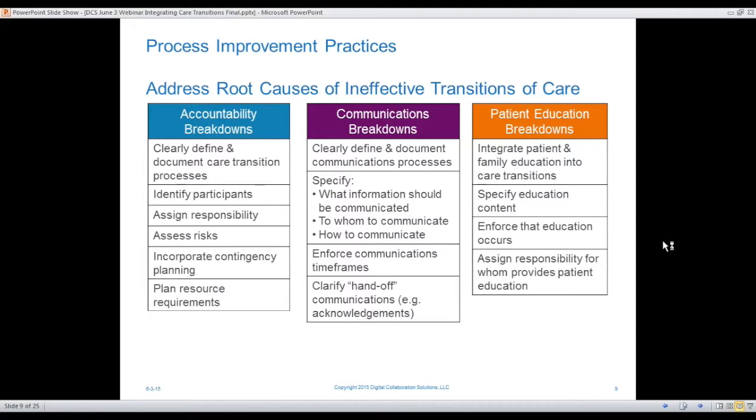When we do that, we start to see that addressing processes can address the root causes that we talked about of ineffective transitions of care, those areas that the Joint Commission identified. First, in the area of accountability breakdowns, by carefully and methodically looking at our processes, we're able to define clear-cut processes with clear participants who have responsibility. We also can importantly do things like assess risk and put contingency planning in place and do a better job of managing our resource requirements.